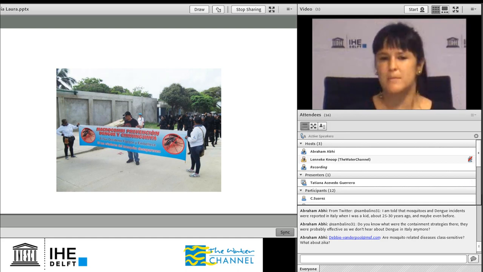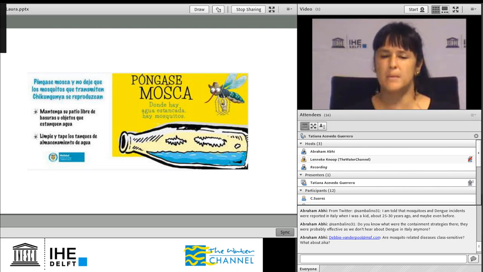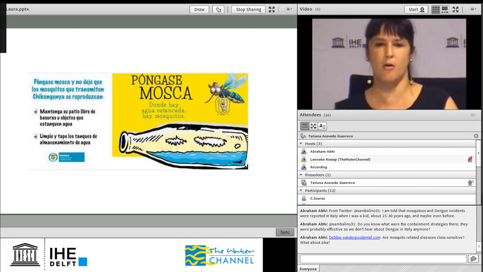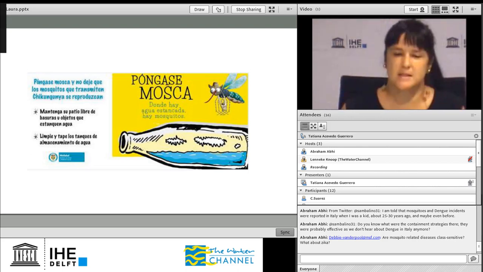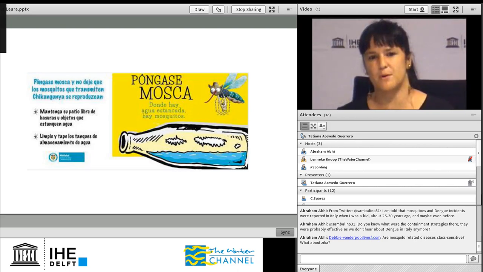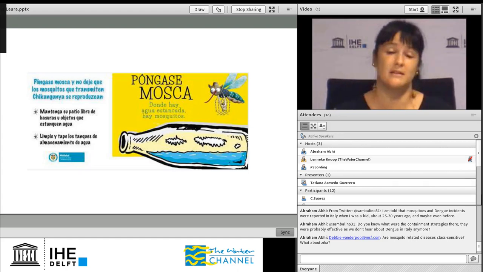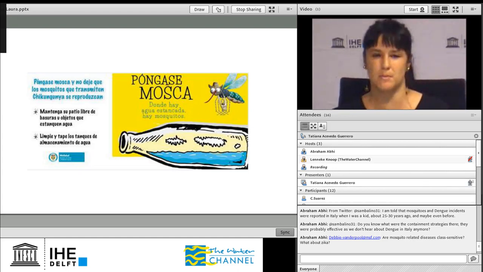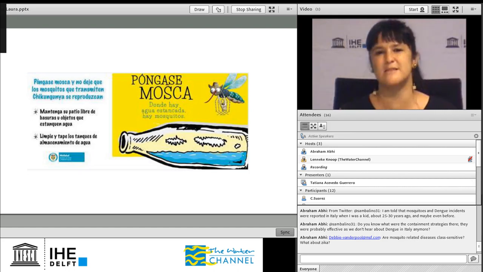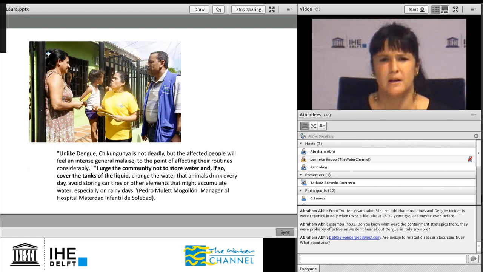Now, some scholars have pointed out the fact that women are the ones that in Colombia sometimes stay home in the morning to cook or to take care of the water storage, and that can make them more vulnerable to the biting of the mosquito, because as we discussed at the beginning, this mosquito bites in the morning. It is a daytime feeder.